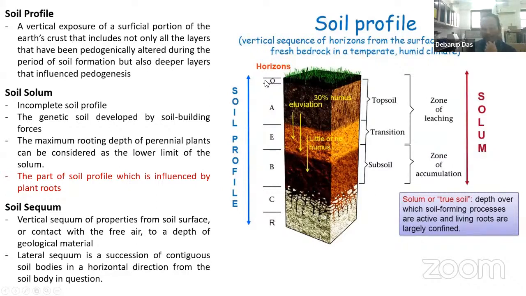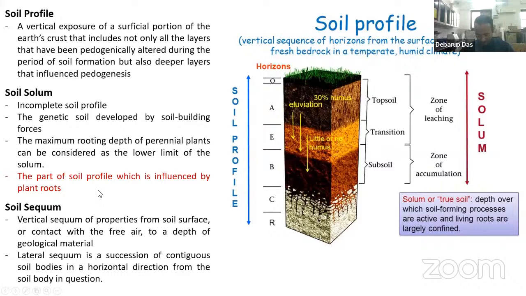Whereas solum is that part of soil profile up to which there are plant root activities. In a complete soil profile, the genetic soil developed by soil building processes, the maximum rooting depth of perennial plants can be considered as the lower limit of the solum. The depth up to which perennial plants extend their roots. Beyond solum, there is no root activity. The part of the soil profile which is influenced by plant roots.